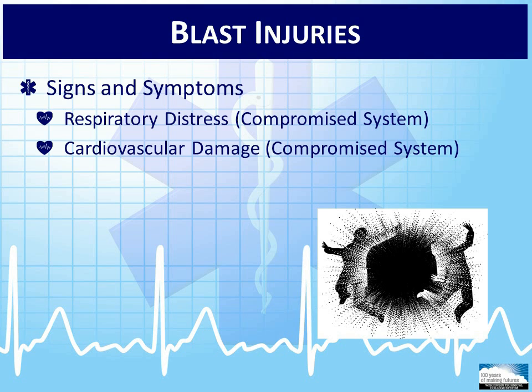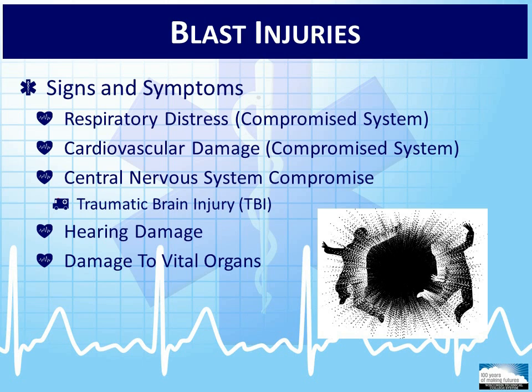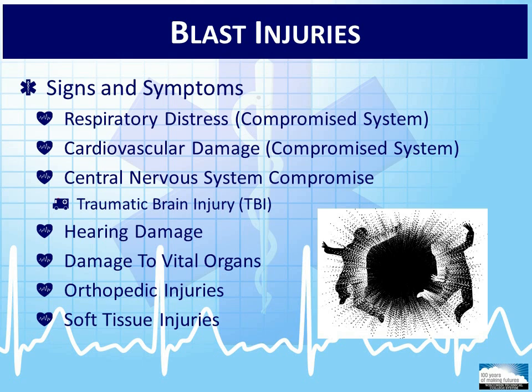Damage to blood vessels in the heart, which can compromise blood flow and the patient's ability to maintain an adequate blood pressure. Central nervous system compromise, especially when the brain or spinal cord is damaged as a result of the blast. Hearing loss given damage to the ear's tympanic membrane, eardrum, as a result of the pressure change associated with the blast wave. Damage to vital organs given blunt, penetrating, or deceleration trauma. Orthopedic injuries, including broken bones and dislocated joints. And soft tissue issues commonly associated with tertiary or miscellaneous blast injuries.